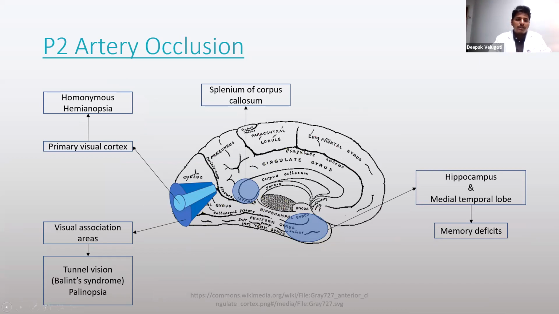In case of visual association area involvement, the patient develops tunnel vision, which is called Balint syndrome, and a distortion of the image, which is described as palinopsia. In the case of hippocampus and medial temporal lobe involvement in the dominant lobe, the patient can have memory deficits. Involvement of the splenium of the corpus callosum can give hemispheric disconnection, and associated with dominant occipital lobe involvement, the patient can develop alexia without agraphia, and visual agnosia for faces, colors, and objects.